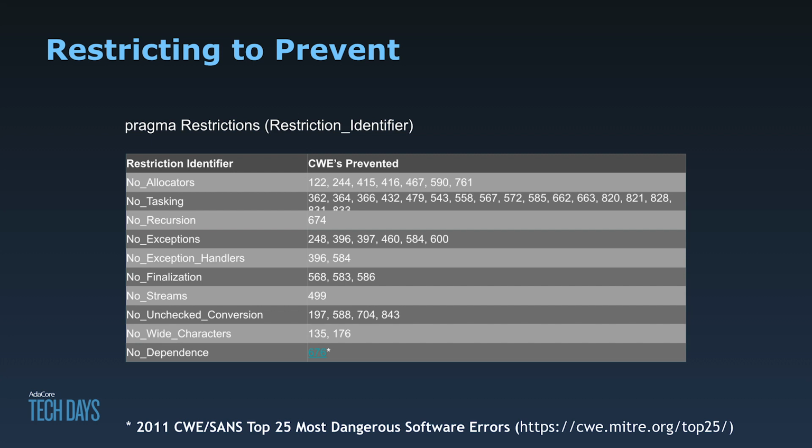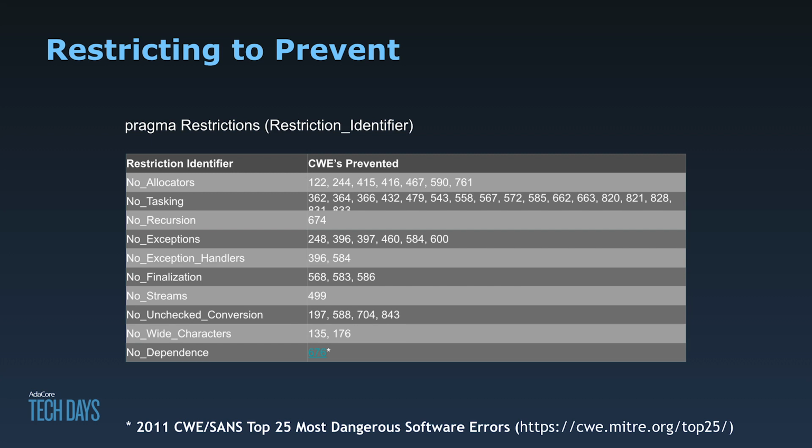No unchecked conversions, that's a big one. Who here has had problems with unchecked conversions before? That one's a good one to put in, because inevitably someone's going to convert something from one type to another type and they're not compatible. There's a reason we called it unchecked. It's very important.